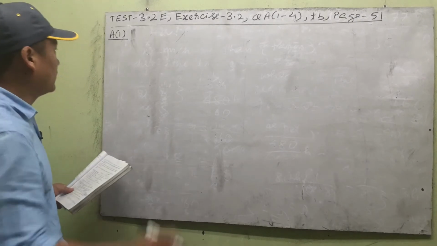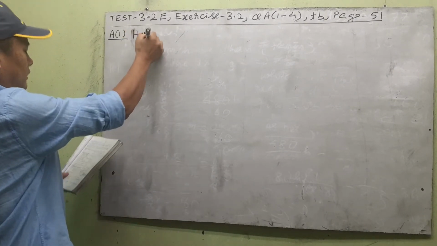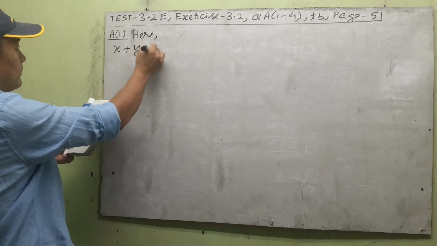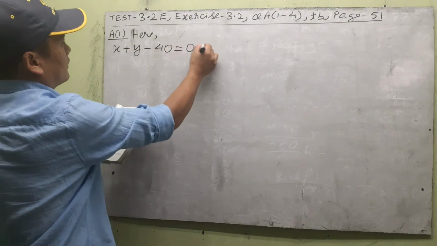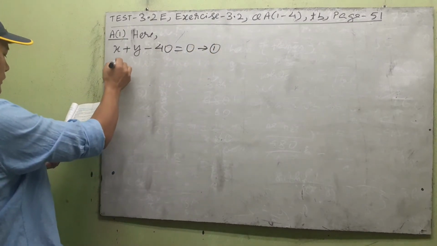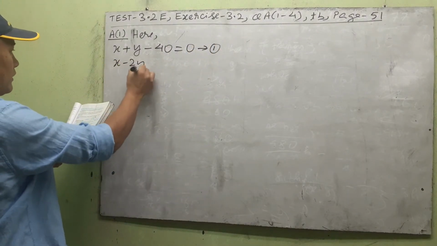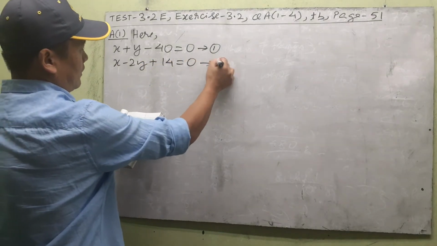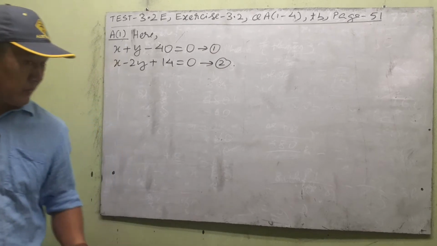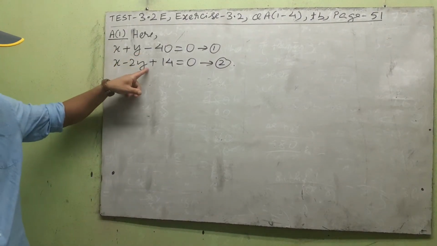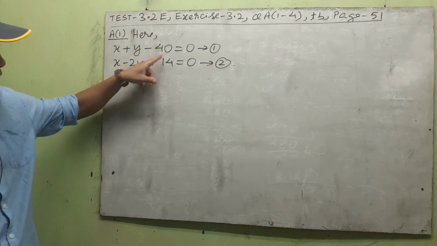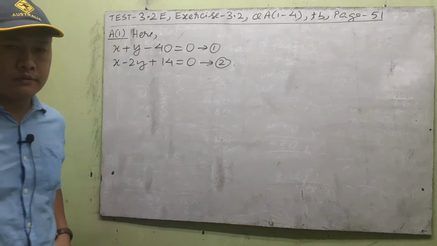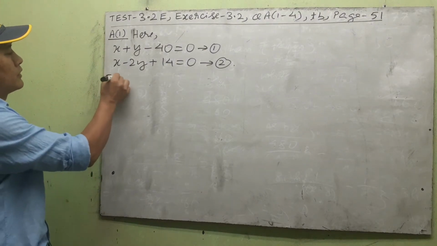So given to us here is the 2 equations, x plus y minus 40 equal to 0, let us say, question number 1. And here x minus 2y plus 14 is equal to 0. So they are already arranged in a pattern, so that's fine. X term in first place, y term in second place. The term having no x or y, which is C1 and C2, are both on the left side, so that's fine.